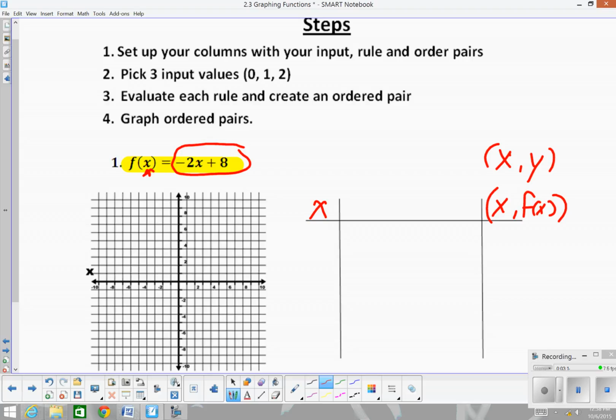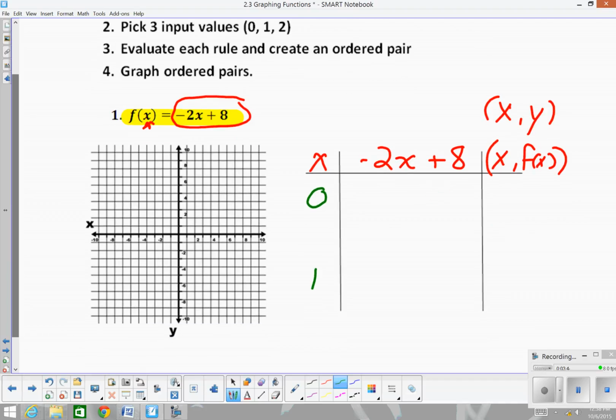So the rule is negative 2x plus 8. Okay, so that's my rule. So I set up my 3 columns with my input, my rule, and my ordered pair. That's what I did for step 1. Now I'm going to pick 3 values. I'm going to say pick 0, 1, and 2 for now. Sometimes it might be a little bit different, but for this activity, we're going to use 0. Now skip some space. You can go 1, skip some space, and you're going to go 2. If you need some room, you could erase and move your inputs down a little bit.